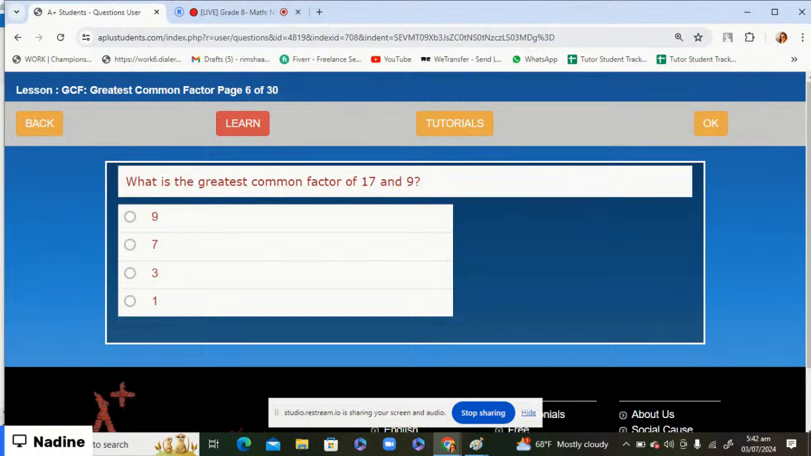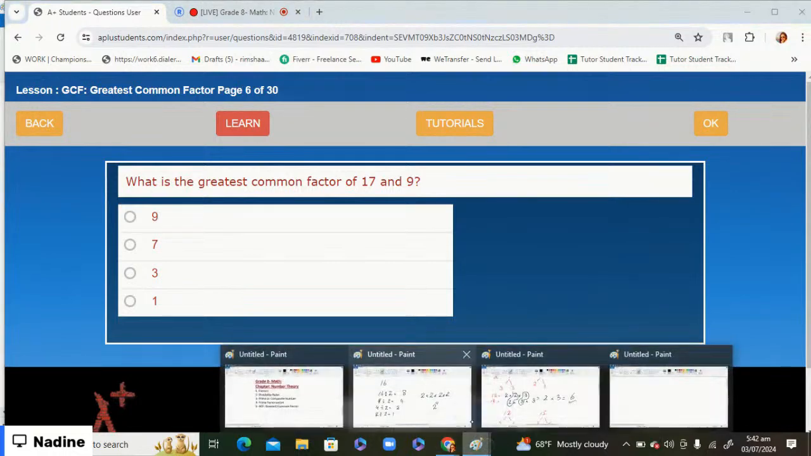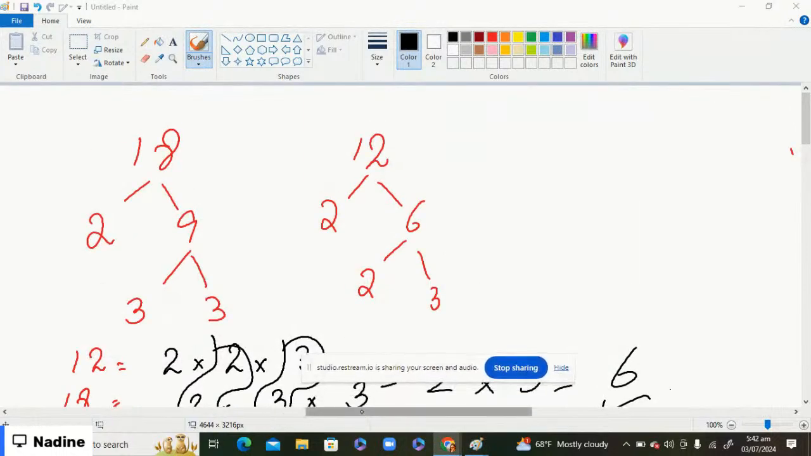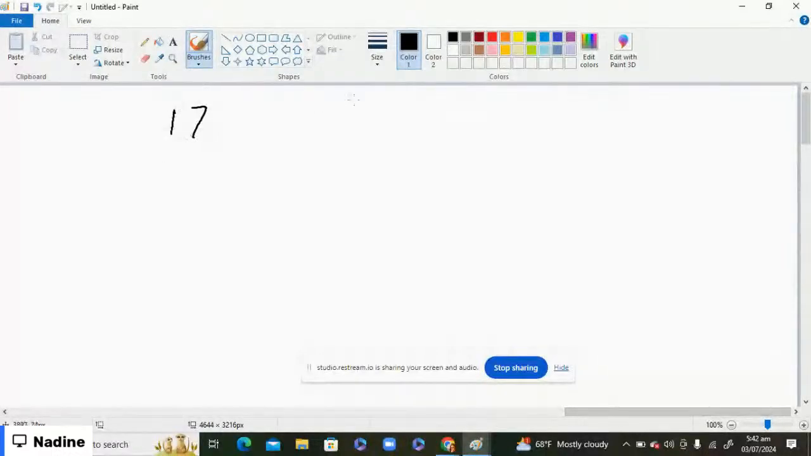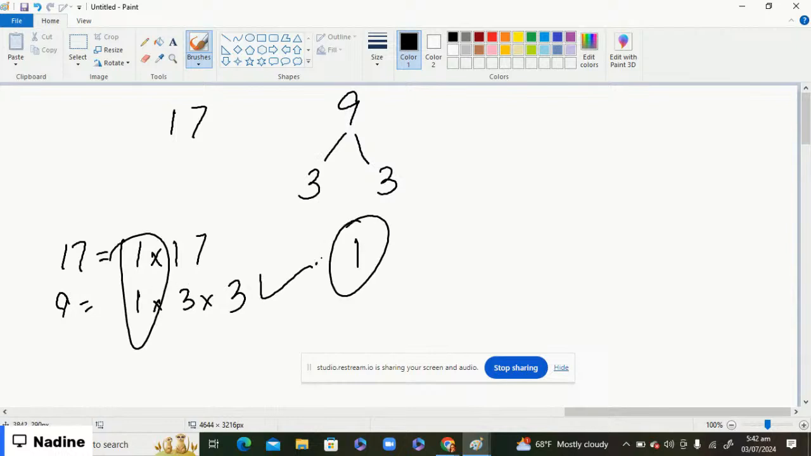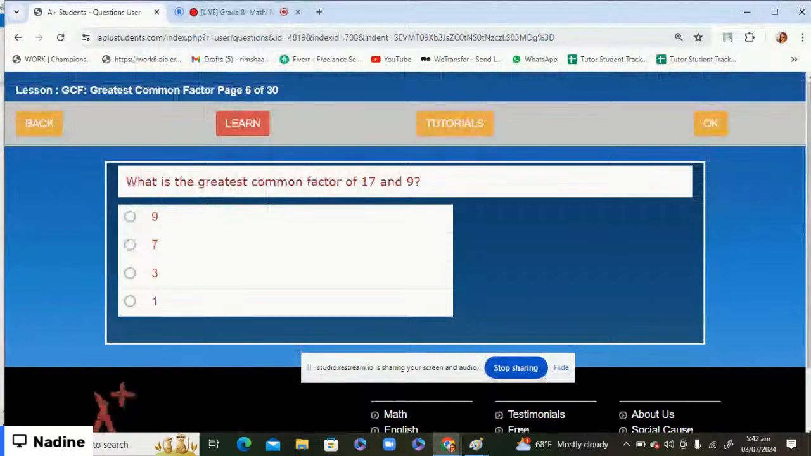Now let's do this one. What is the greatest common factor of 17 and 9? It's 3 times 3 is 9. 17 is a prime number. It cannot be divided by any other number, so it's only divisible by itself. So for 17 it's 1 and 17. And for 9 it's 1, 3 and 3. So 1 is common. So only 1. If there is nothing common in both the numbers, we can say that their greatest common factor is always 1.